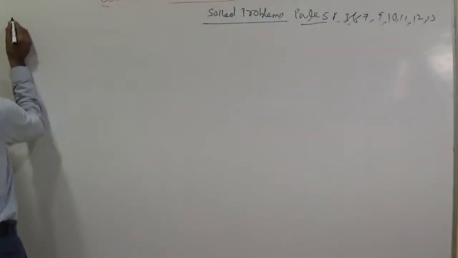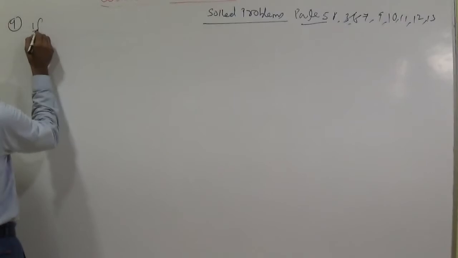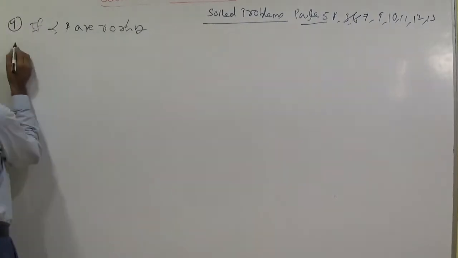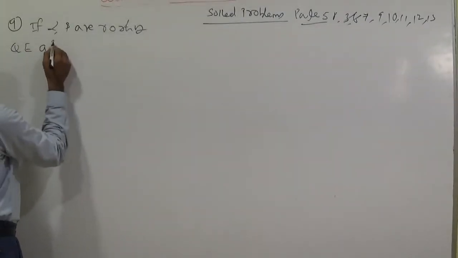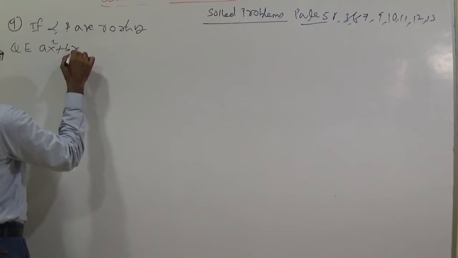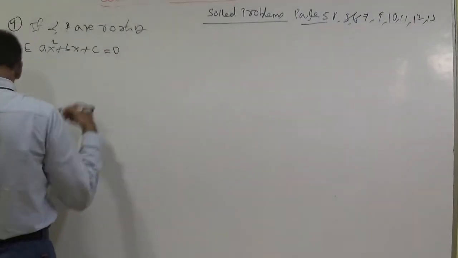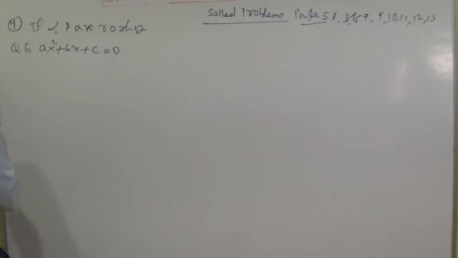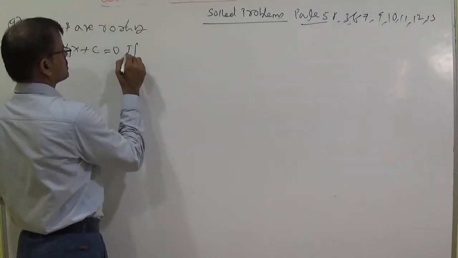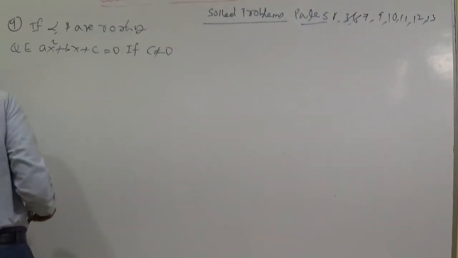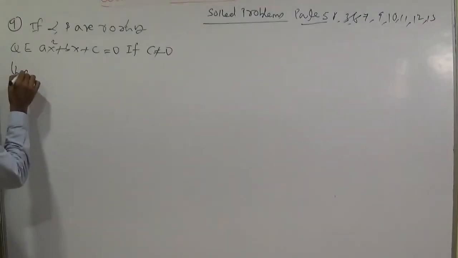If alpha, beta are roots of the equation. Ninth question. If alpha, beta are roots of the quadratic equation ax square plus bx plus c is equal to 0, given the condition c not equal to 0, then form the quadratic equation.